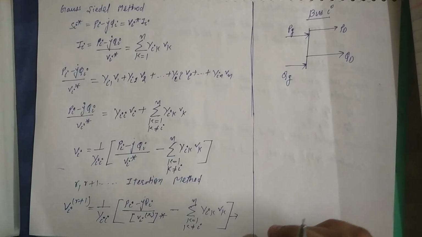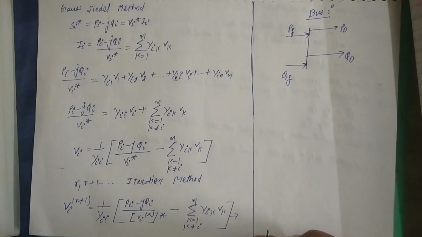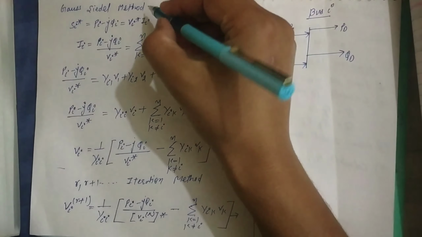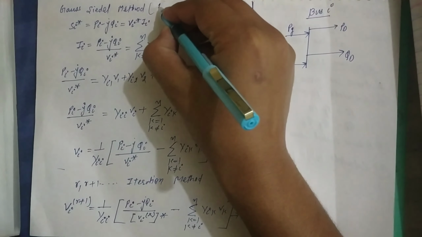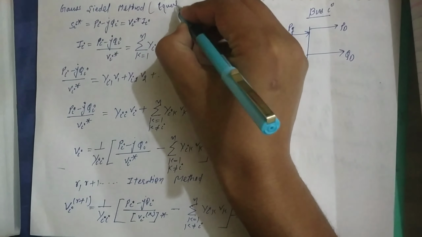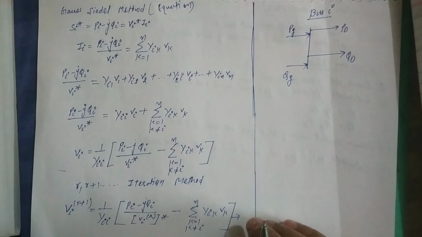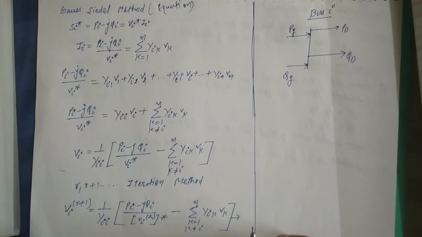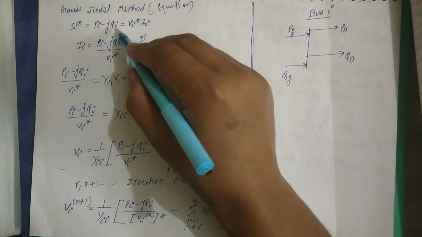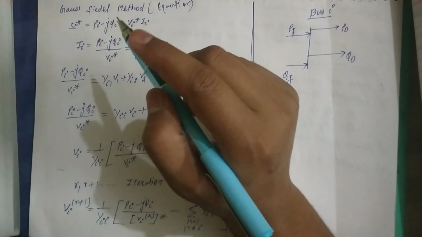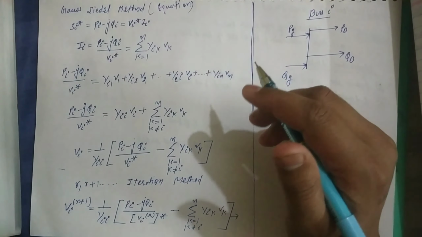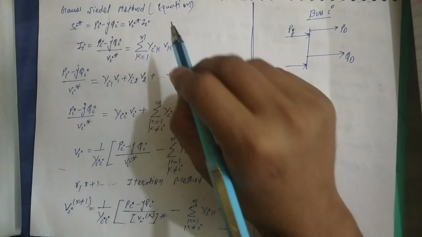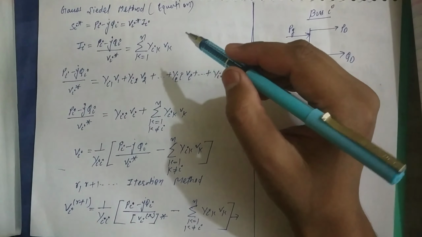Today we will see about the Gauss-Seidel method and Gauss-Seidel equation. In the last class, I told you about the non-linear equations of Pi minus jQi. Now, the method to solve the non-linear equation is the Gauss-Seidel method. So I will tell you about the Gauss-Seidel equation.